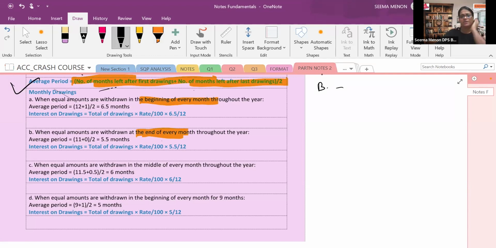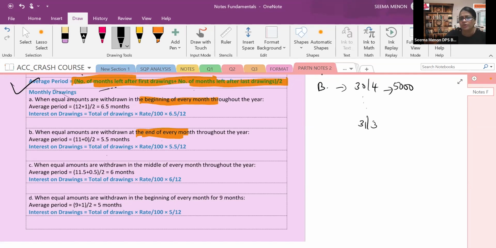B is withdrawing. B is a partner. He is withdrawing at the end of every month. At the end of every month means your first month is April, that is 30th April. And he withdraws 5,000 rupees every month end, and it goes on till the last, 31st March. Yes or no? Every month end he withdraws. So how will you find out?